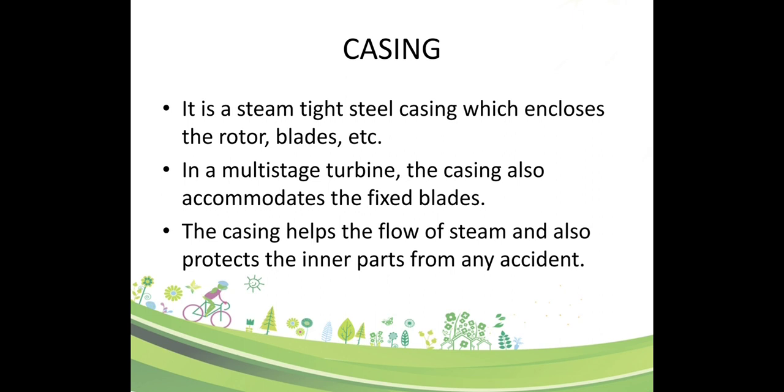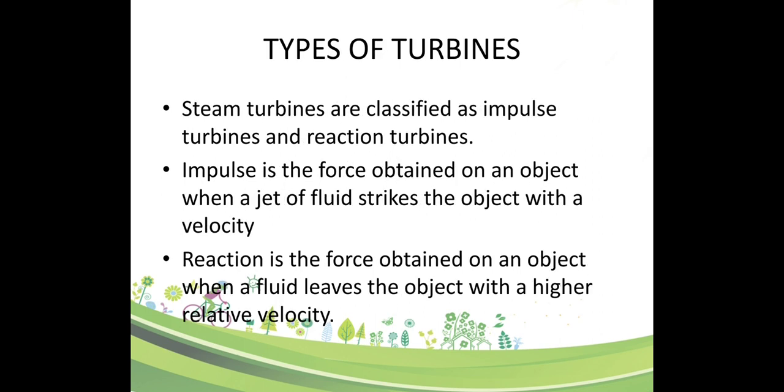Casing. Generally, casing is made of steel which encloses the rotor and blade. In the multi-stage turbine, we are seeing in the video, there is the multi-stage turbine. In that type of turbine, the casing carries the fixed blades. The casing helps the flow of steam and also protects the inner parts from any accident outside.